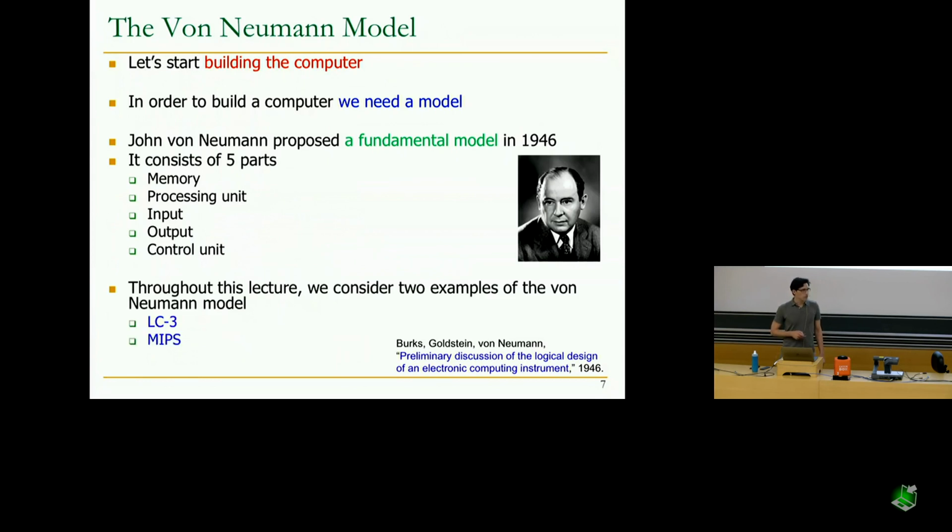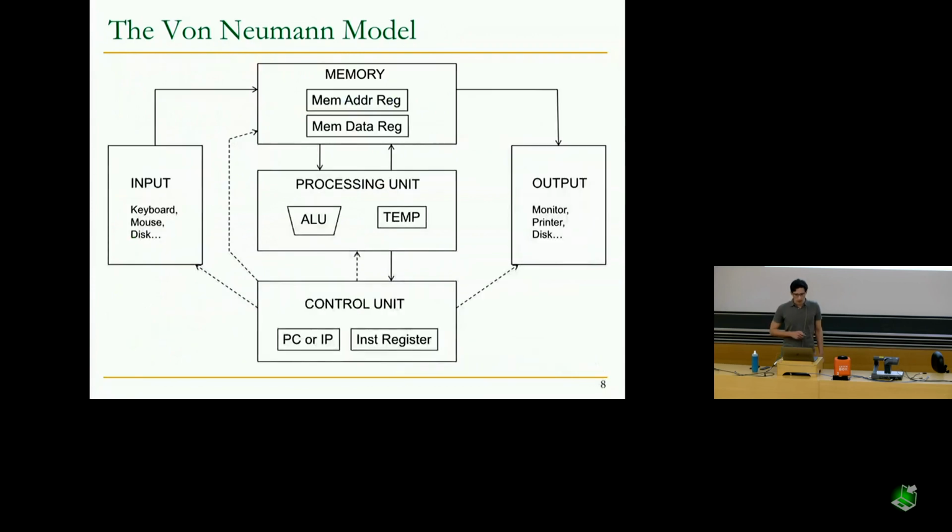So as I said in the beginning, throughout this lecture, we are going to consider 2 examples of the von Neumann model. One is LC3. You can find all the information about LC3 in Patt and Patel. And the other one is MIPS. You can find MIPS in Harris and Harris. And this is the von Neumann model. These are the 5 elements.